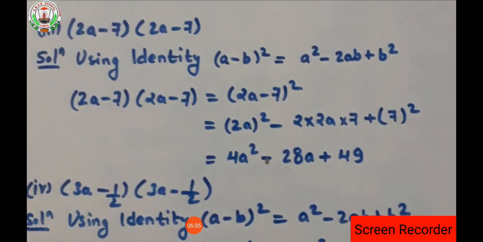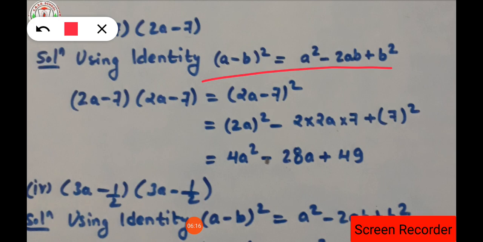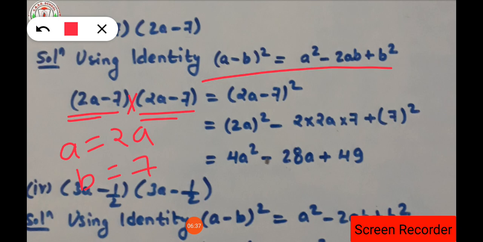(2a - 7) into (2a - 7). Again, here is the same question, it is said to use the identity, but the difference is that here you have to use the subtraction identity, as the minus sign is present in both the expressions. So (a - b) the whole square is equal to a square minus 2ab plus b square, where a value is given as 2a and b value is given as 7. Then since the multiplication sign is there, the same term can be written as (2a - 7) the whole square.